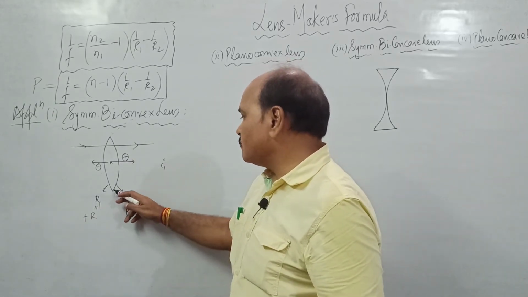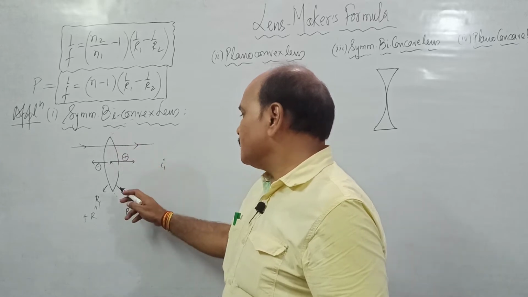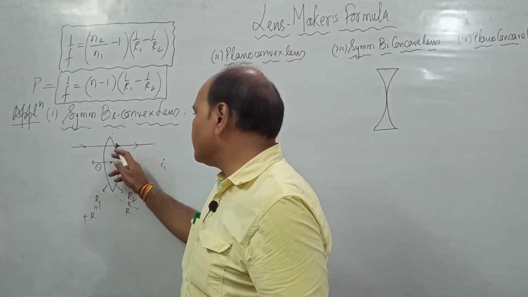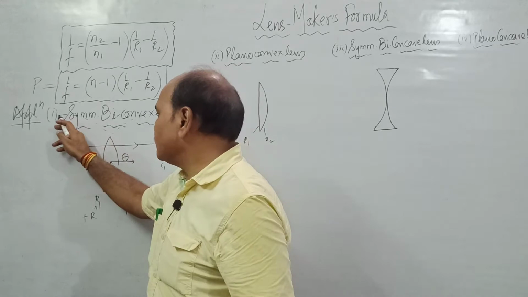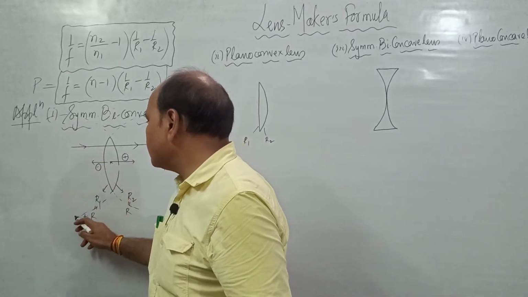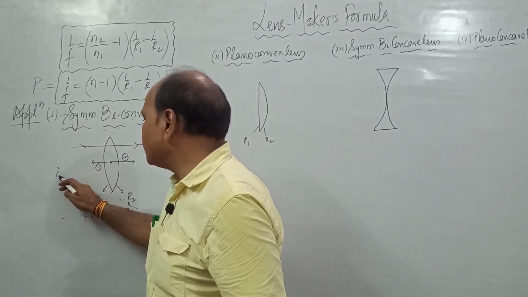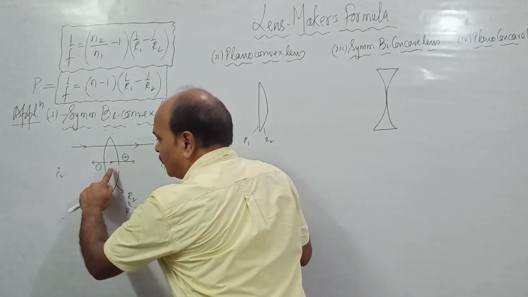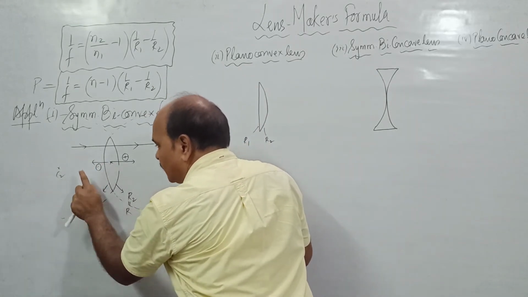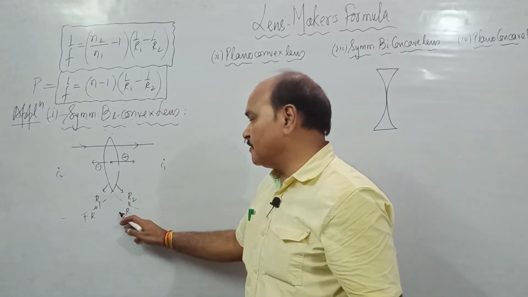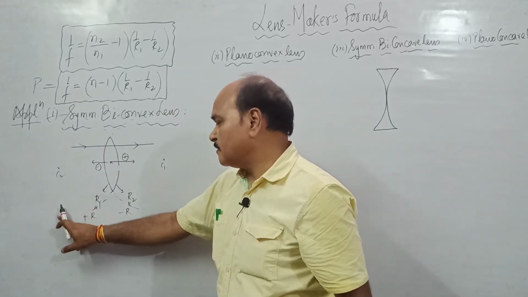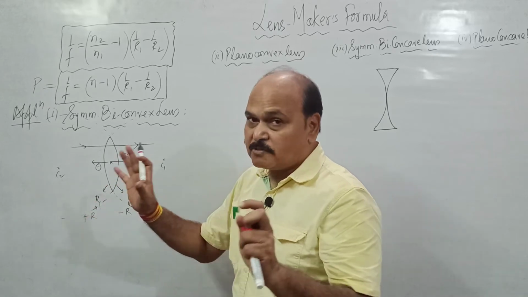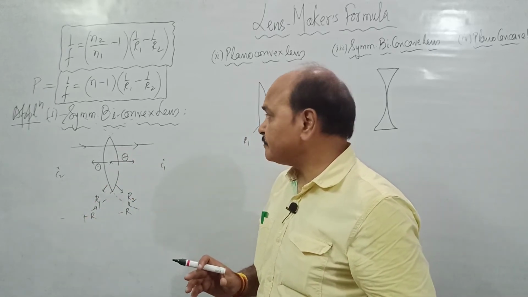And what about this R2? This second surface, this is again a convex surface, will have its center where? Will have its center of curvature somewhere this side. And distance of this center of curvature from optical center would be R2. And this R2 would bear what? Negative sign as per sign convention. R1 and R2, the values are same, the signs are opposite.